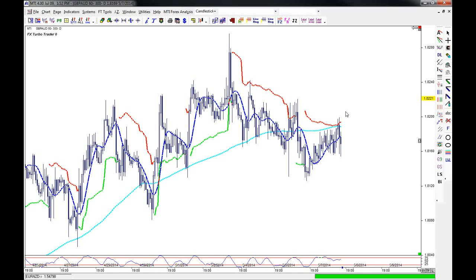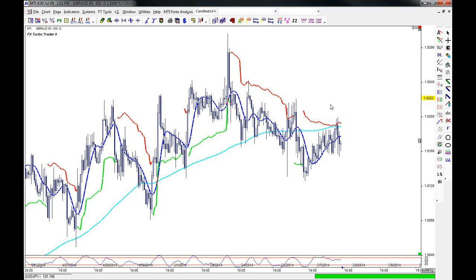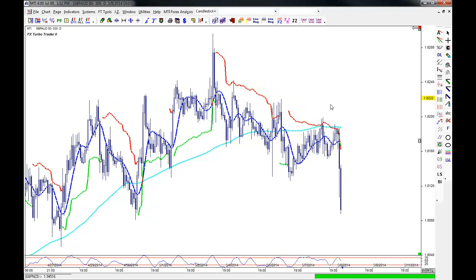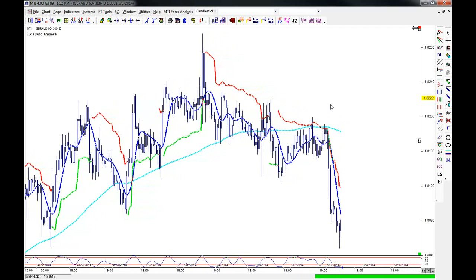So the very first thing that I want you to notice is this. I want you to notice we have a red indicator. We have candlesticks below the teal blue line. What are we going to be doing? Yeah, absolutely. We're selling.